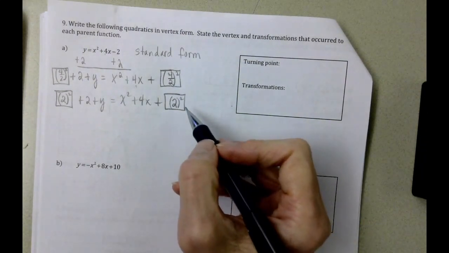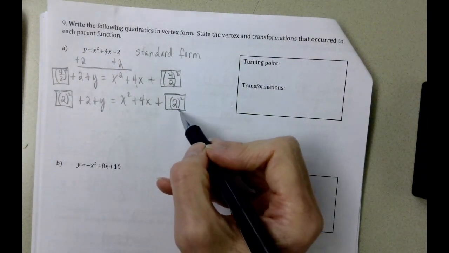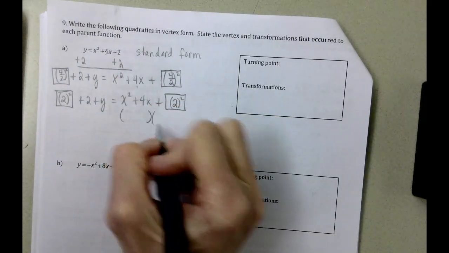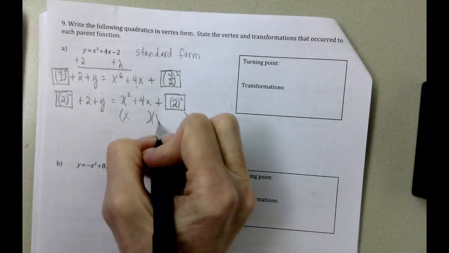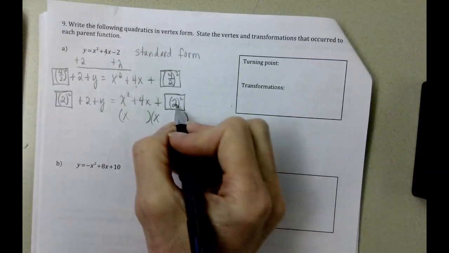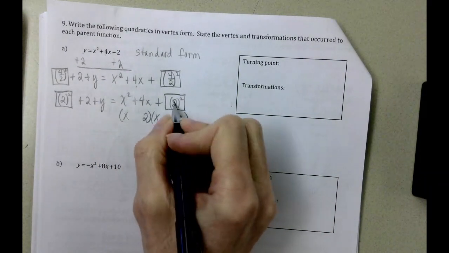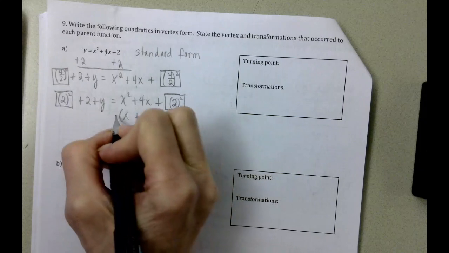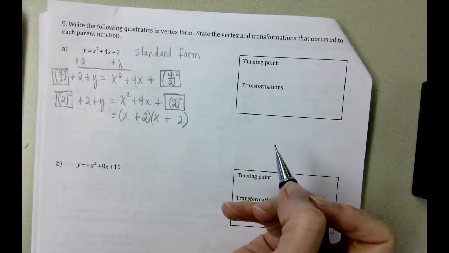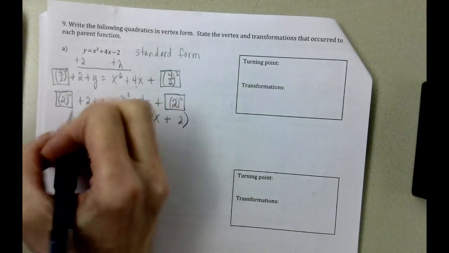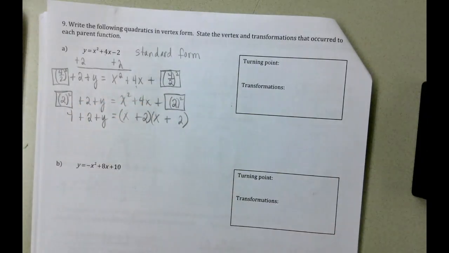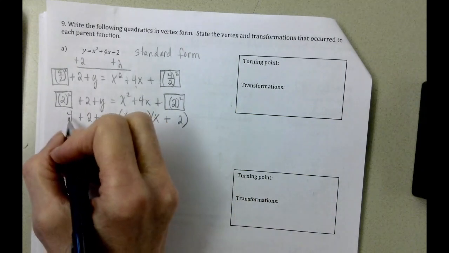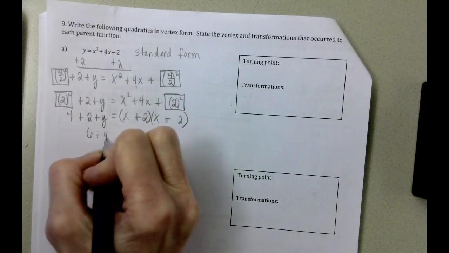Well, the reason I write it like this is because this number here in this box is helping us complete the square. And complete the square means that we're going to have the same values in both of those parentheses. So x and x, 2 and 2, and this 2 is positive. And we can start simplifying over here on the other side. 2 squared is 4 plus 2 plus y. So 4 plus 2 is 6 plus y.